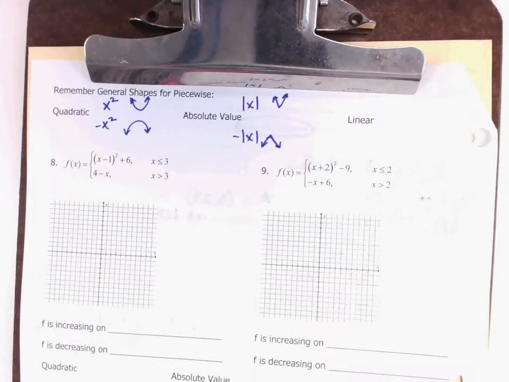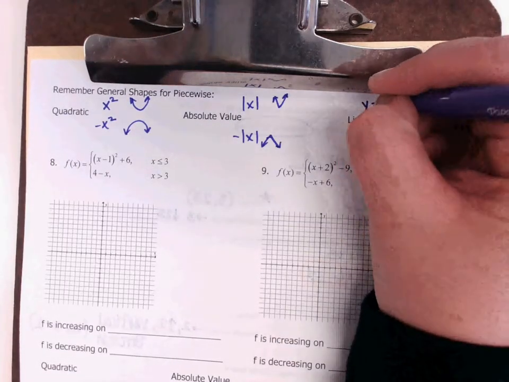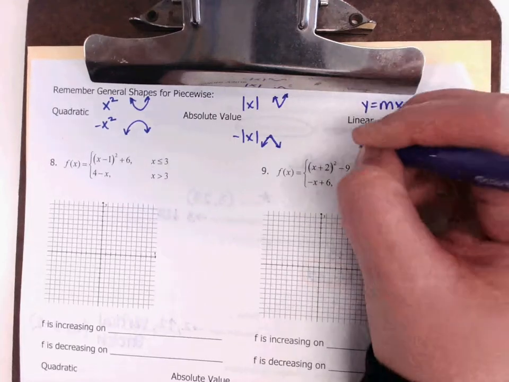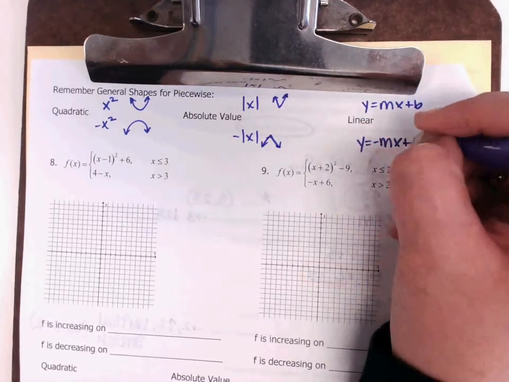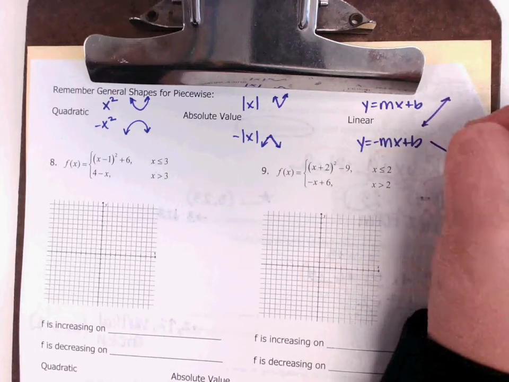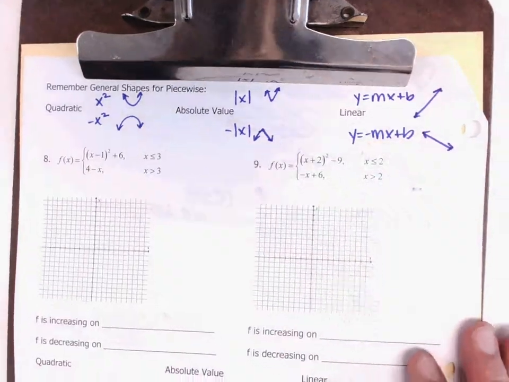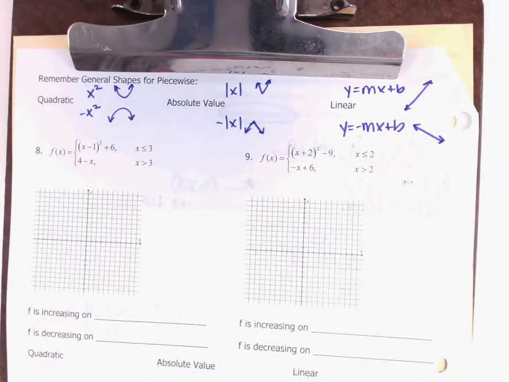Okay, then your last equation, your linear, would be if it's a y equals mx plus b or a negative mx plus b. And remember, the difference is if it's uphill or if it's downhill. So if you get confused on the shapes, that's how you can know the difference. X squared is always a U. Absolute value bars are always a V. And then linear means there's just an x without a squared or bars. So we're going to do maybe 9 and 11.